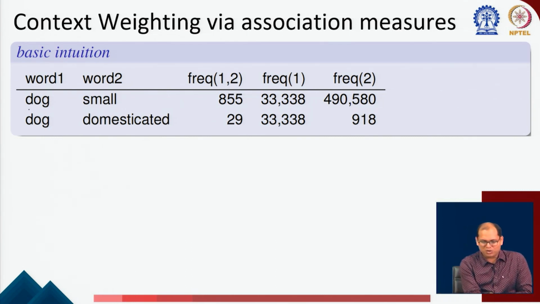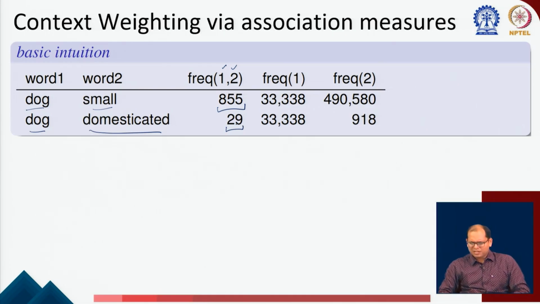Suppose you have two words, dog and small, and they have co-occurred 855 times. On the other hand, you have dog and domesticated, which have co-occurred 29 times, right? So by the current matrix, I will say the first has a higher number or higher association, right? Dog and small compared to dog and domesticated. But is that really so?